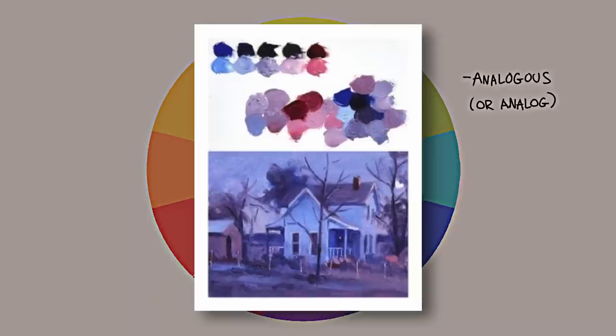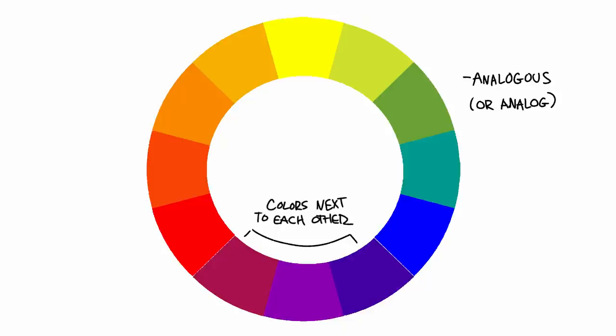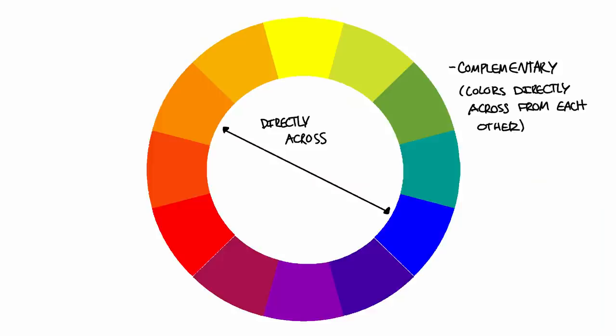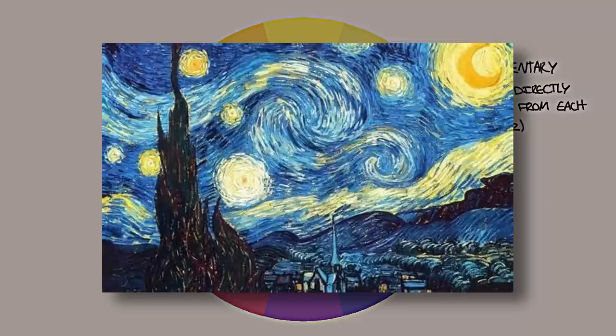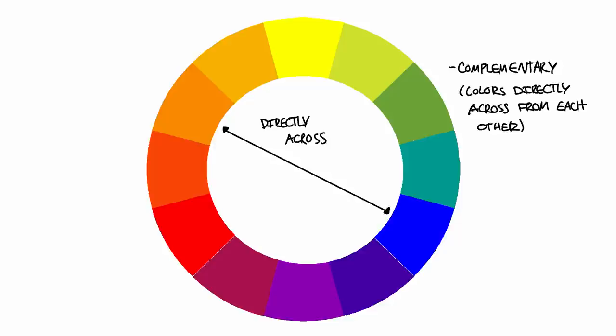Next, we've got analogous. Analogous colors are basically just colors that are right next to each other on the color wheel. For example, a color scheme of magenta, purple, and blue is analogous. Complementary color schemes are a very popular choice. Complementary colors are simply directly across from each other on the color wheel. It's important to remember that in most color schemes, not all colors should exist at the same level of saturation.